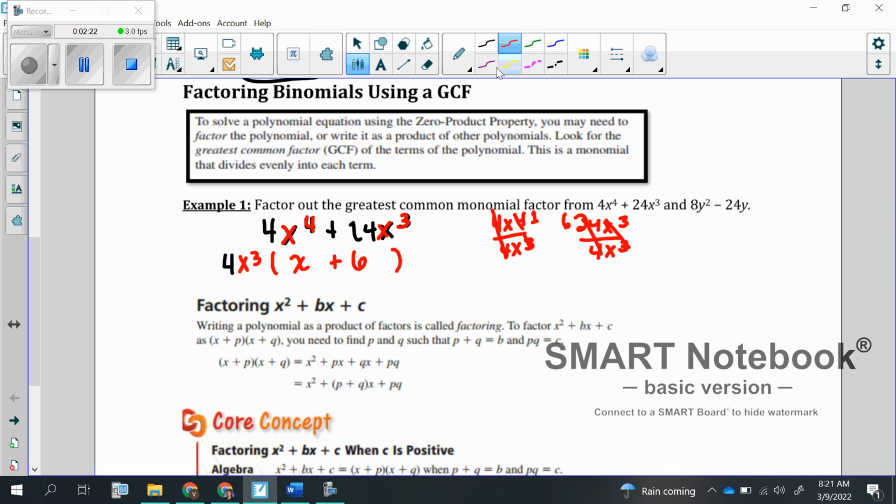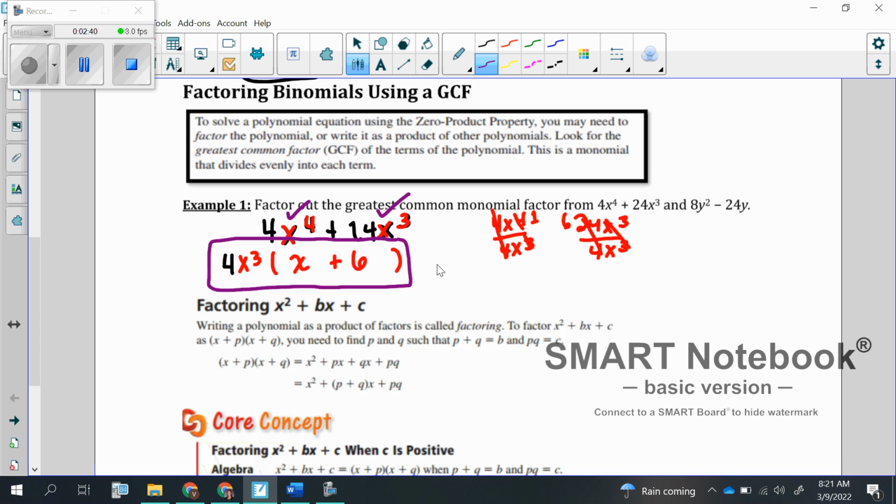How can you check yourself? Distribute it back in. 4x cubed times x is just 4x to the fourth. That's what we wanted. 4 times 6 is 24x cubed. So that's what we got. So this is the factored form. And of course, if we wanted to solve it, we just set both pieces equal to 0 and we could solve.